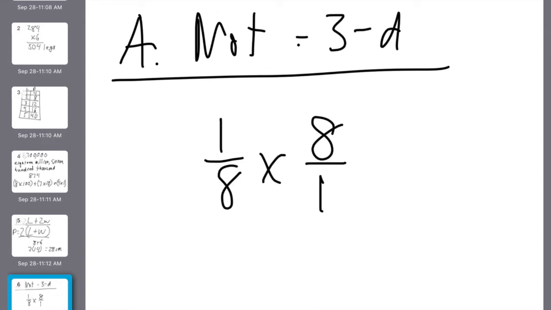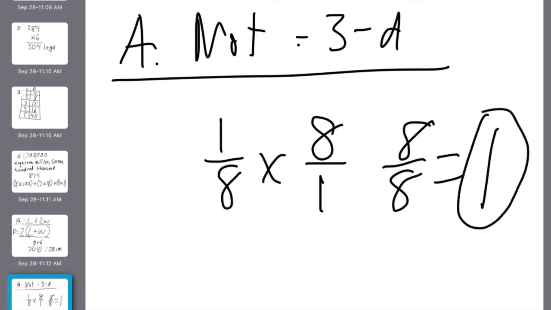Because I want the 8th number, I'm going to take my whole number and put it over 1. So 8 times 8 on the top is 8, 8 times 8 on the bottom is 8. 8 over 8 equals 1. That is the 8th number in that sequence.